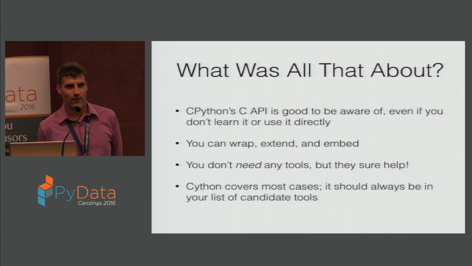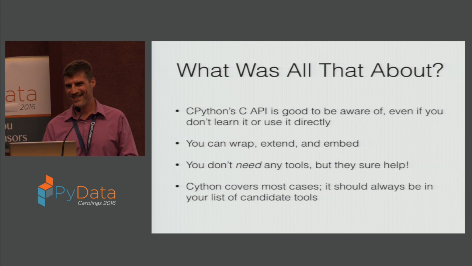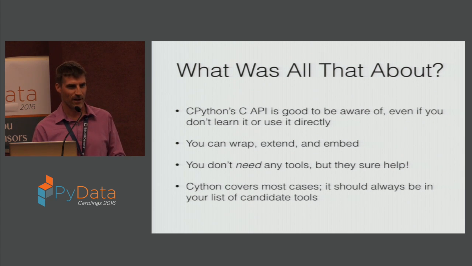The three options you have for getting Cython to talk to foreign language code are wrapping, writing an extension library, and embedding. All of these can be done without any tools other than a text editor and a compiler. You can do all these by hand with the C API if you want, and for many years that was how people did things. So you don't need any tools, but man, they sure help a lot. They can save you an awful lot of time, and they can save you from digging around in that grungy C API that we looked at before.